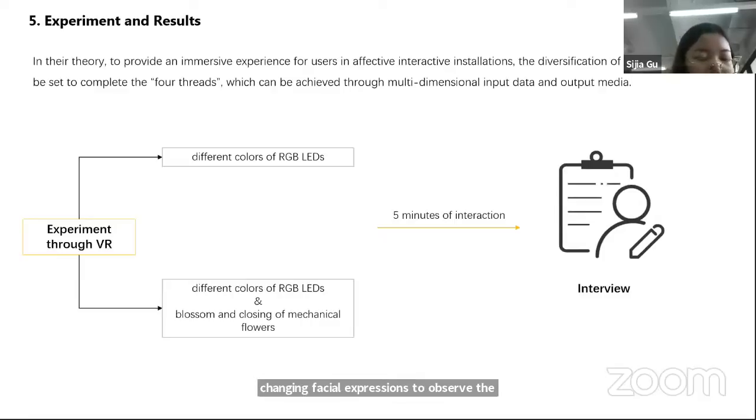In addition, in the experiment, we noticed that after a series of interactions, 75% of the subjects' facial expressions gradually tend to be happy. That means we achieved two-way feedback and influence between users and installations.